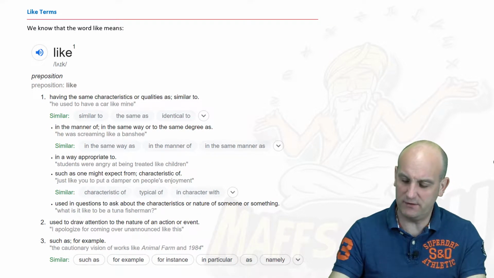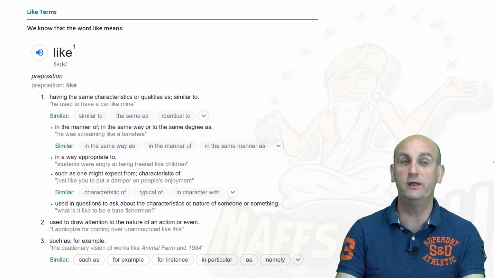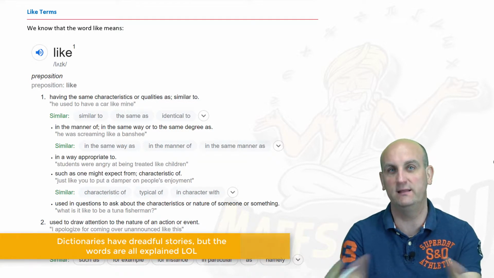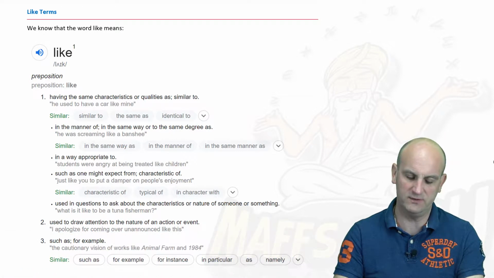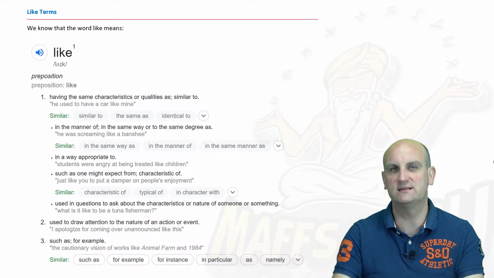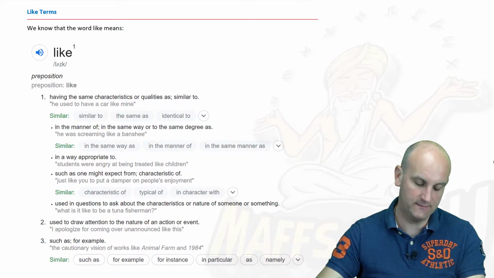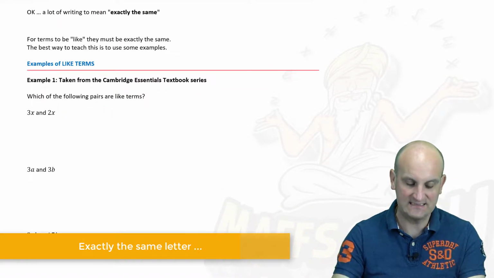I love the dictionary. My mum made me use it all the time, so if I don't know what something is, I look it up. We had these massive dictionary things. So what does like mean? Having the same characteristics or qualities as, similar to. Now, in maths, when it says having the same characteristics, we just want that to say exactly the same, all right? So like terms in maths have to be exactly the same.